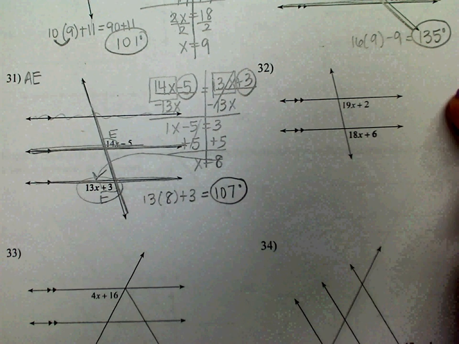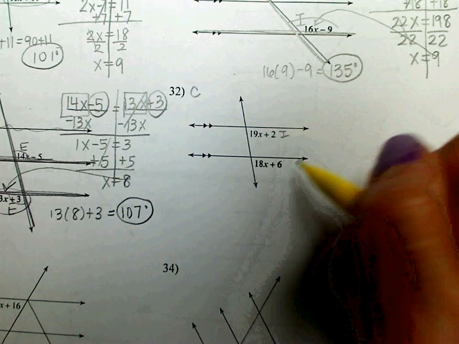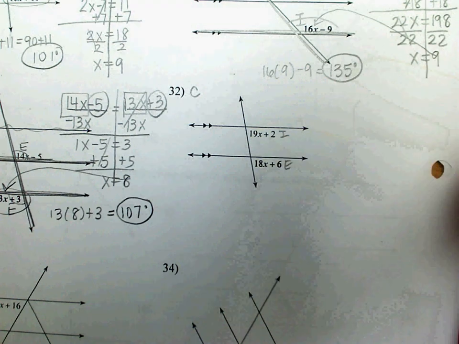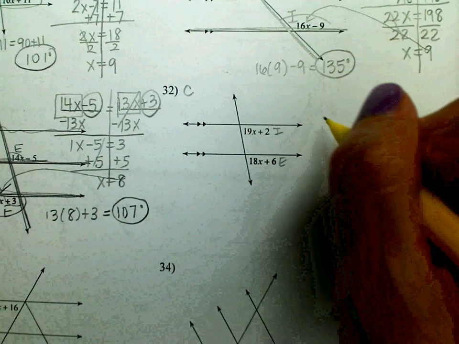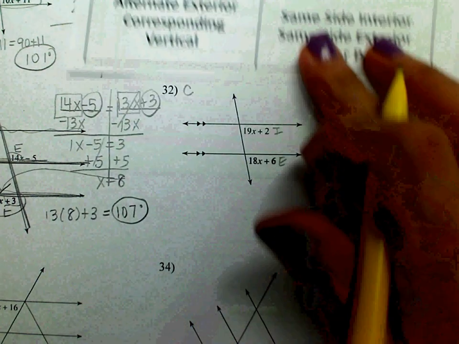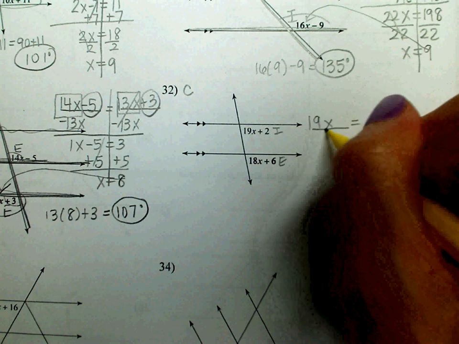32 is corresponding angles because you have interior, exterior, same side, different parallel lines. So as we see here, these are equal to each other. So 19x plus 2 equals 18x plus 6.